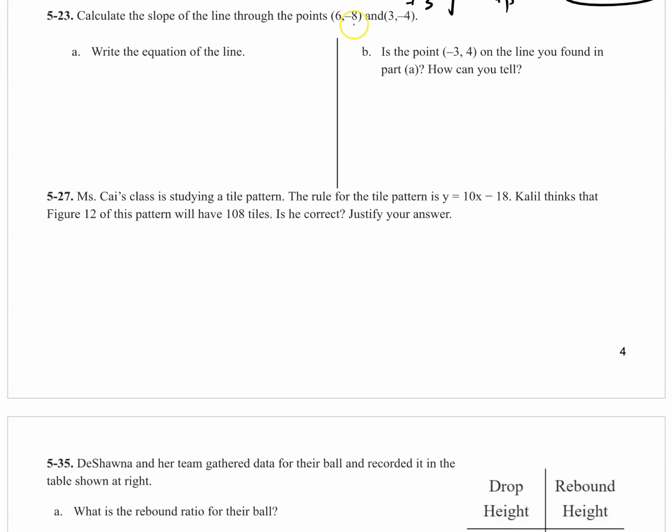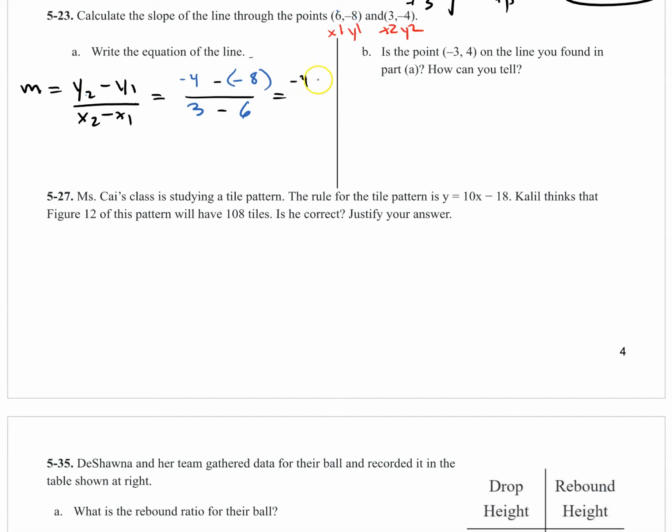Calculate the slope of the lines through these 2 points. Write the equation. Is this point on the line? So let's do this part and part A. So unless you're an expert, I recommend labeling these x1, y1, x2, y2. Then we plug it into our handy dandy slope formula. So y2 is -4 minus y1, which is -8. x2 is 3. Subtract x1, which is 6.